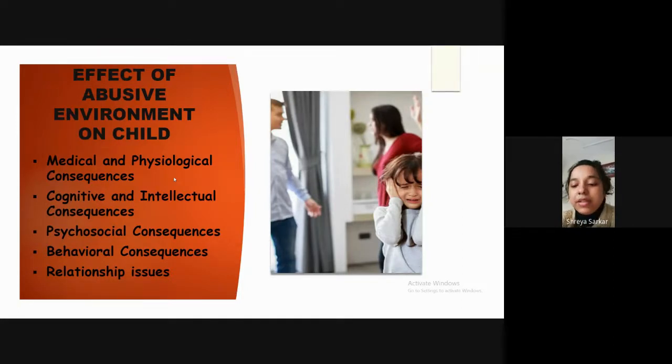Psychological consequences. The child might feel isolation or aloofness, fear, distrust, anxiety, which can translate into a longer run as well, in the later life of the child.